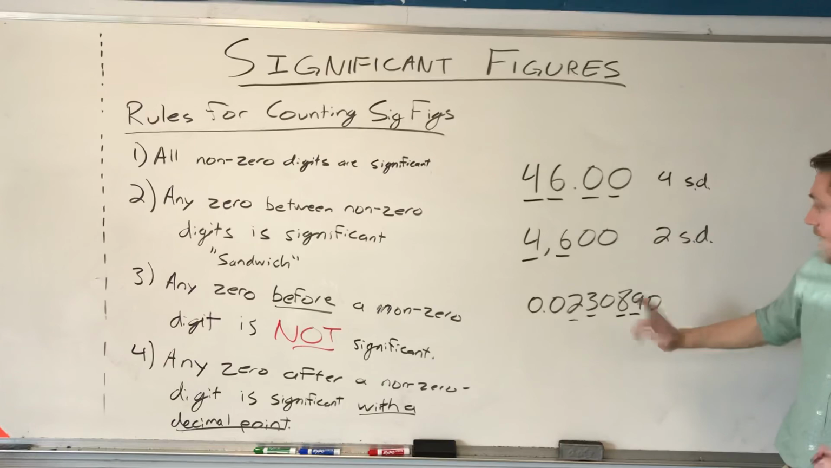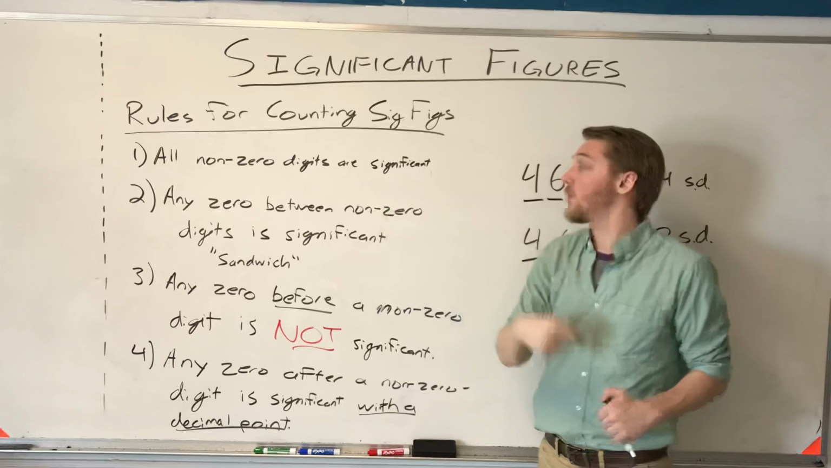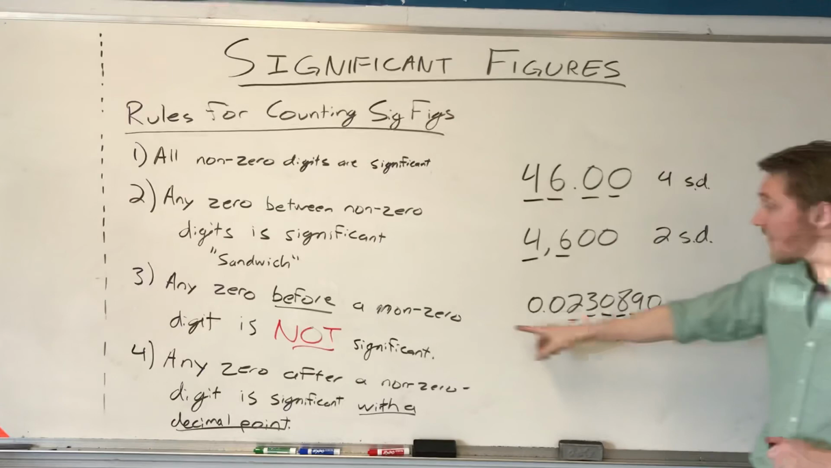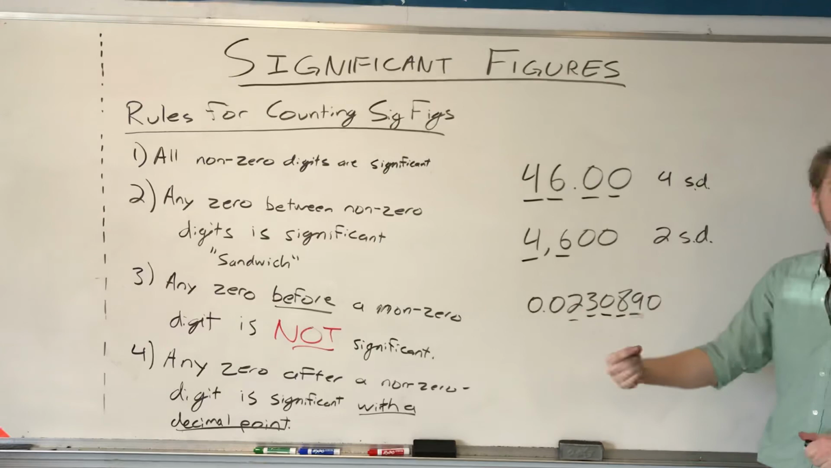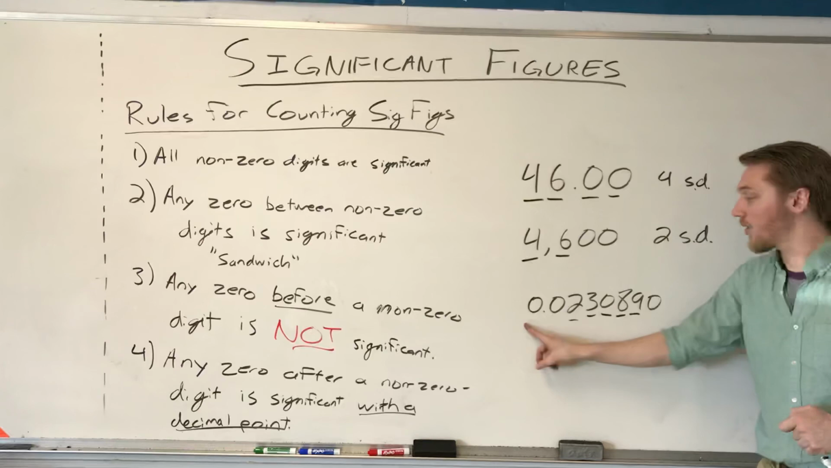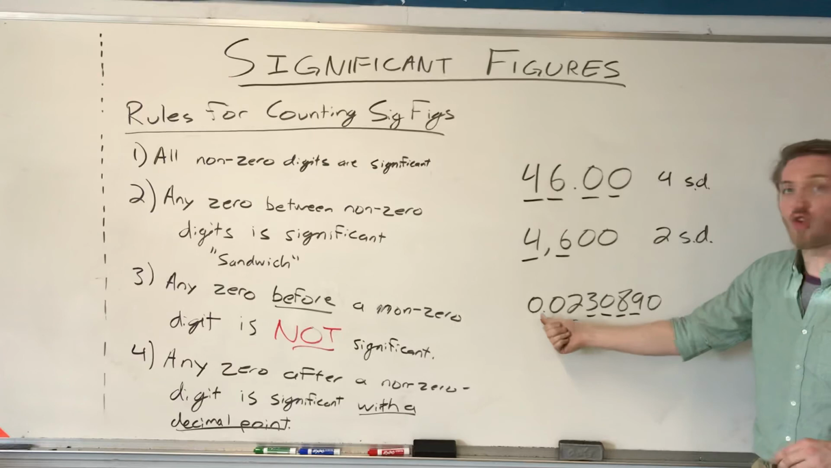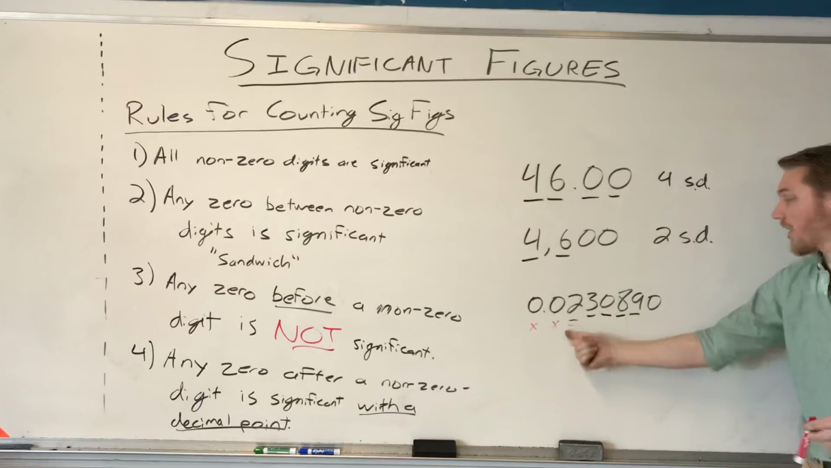Here I can see a 0 kind of sandwiched between. And this is one of my sandwich zeros, a 0 between non-zero digits. So this 0 is also significant. Now rule number 3 says any 0 before the non-zero digits is not significant. Note that this doesn't apply to this one because it's a sandwich. It's talking about zeros that are before all of the non-zero digits, like these. So these guys are not significant. They do not add any meaning to this value. They only put these numbers where they belong. It does not change the value that they're there.